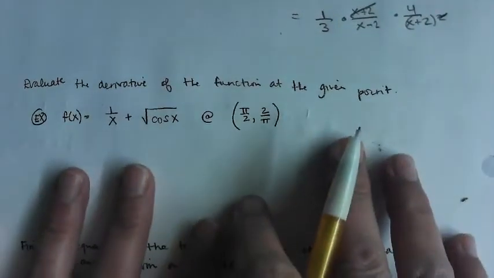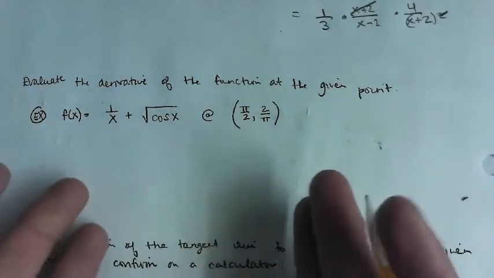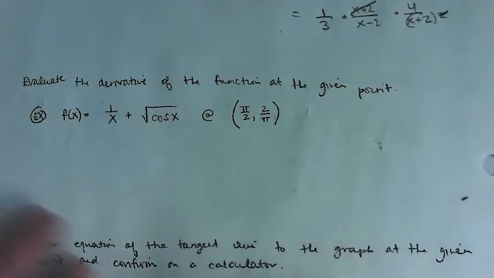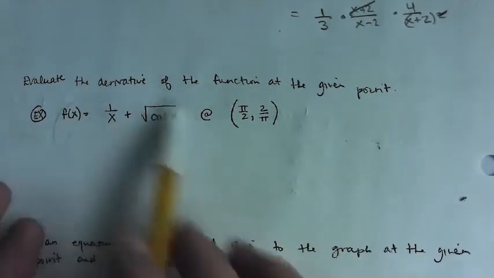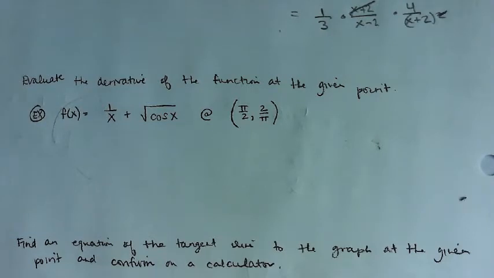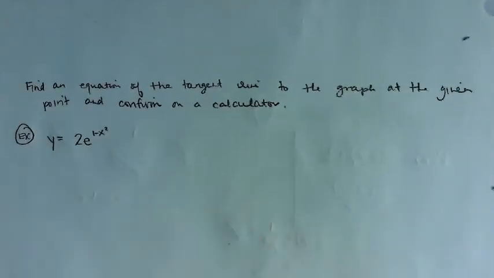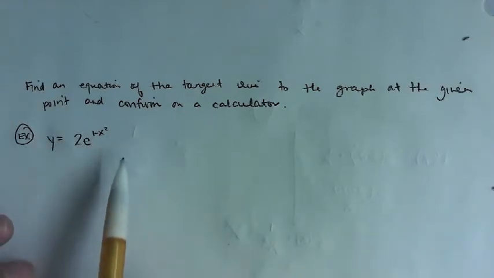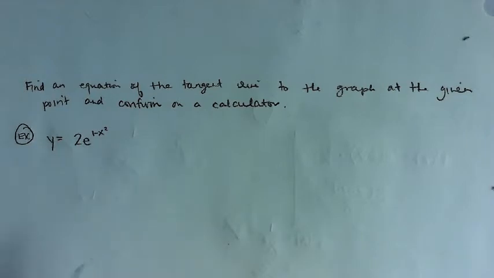Evaluating the derivative, there's nothing special about this. It's just an application. So we would find the derivative first. That's nothing crazy. And then just plug in pi over 2 to evaluate it. And then the last one here, finding an equation of the tangent line to the graph. Again, equation of a tangent line, we need a slope and a point. So to start this, we want to find, oh, I didn't give you the point. I have to give you the point.